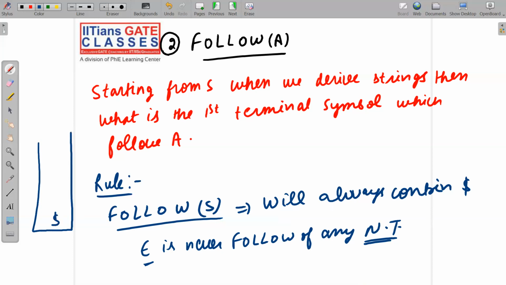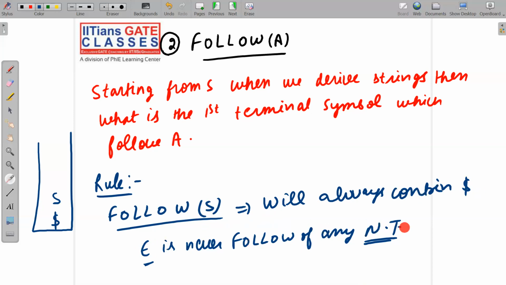and then we will apply S. So after S, what is present? Dollar. So dollar will always be present in follow of S. Whatever grammar I give you, whenever we say follow of S or follow of start symbol, the start symbol may be A also, or E, depending upon the grammar. Whatever the start symbol, I will blindly write dollar, and then I will try to find the follow.